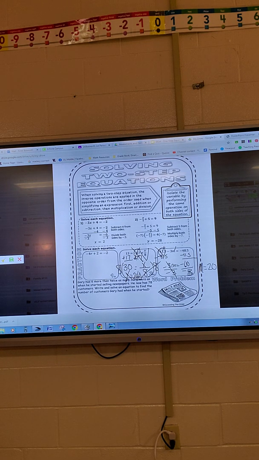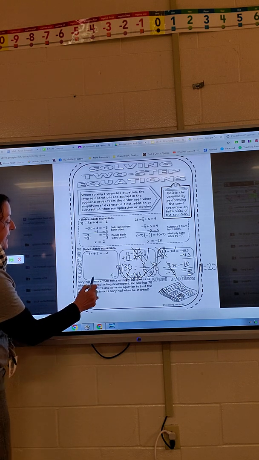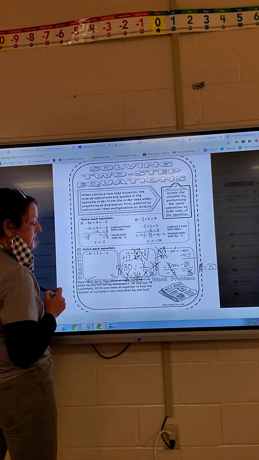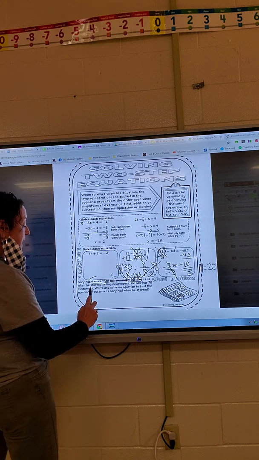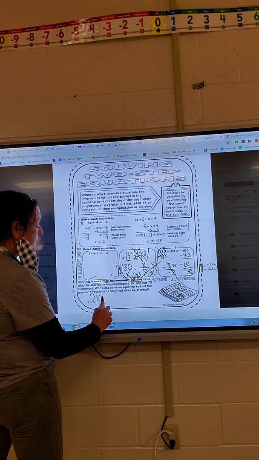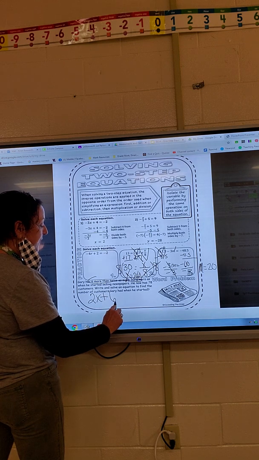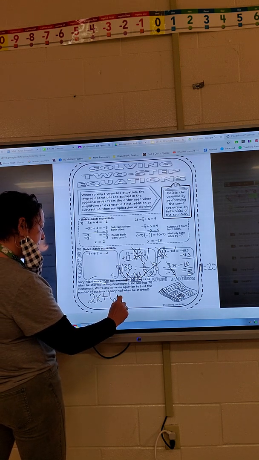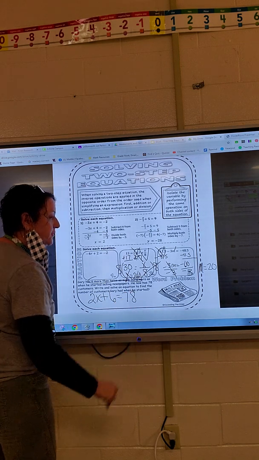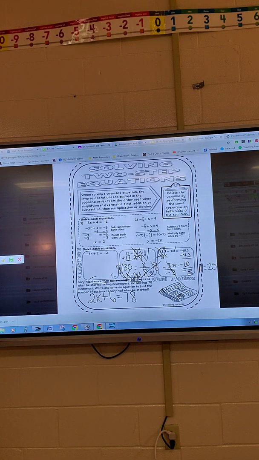Now, Gary has 6 more than twice as many customers as when he started. 6 more than twice as many customers. Twice as many customers would be 2x. 6 more would be plus 6. And he has 78 total. So there's my equation.